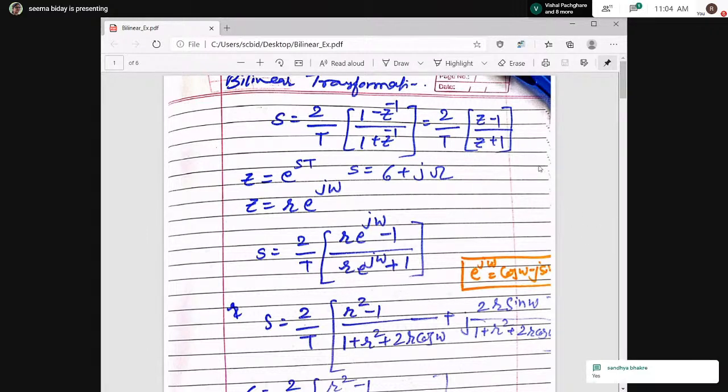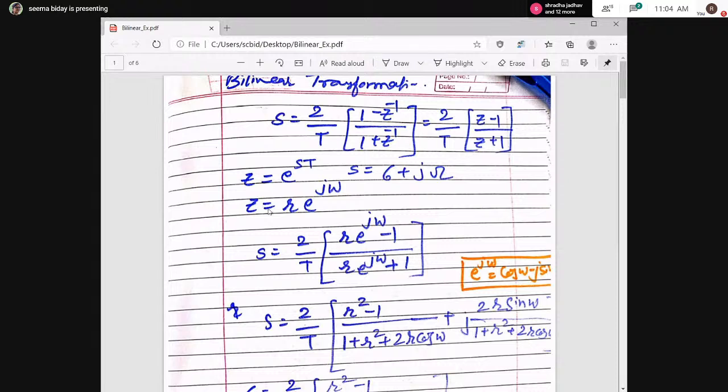Yes, ma'am. Okay. So yesterday we started bilinear transformation, and we have seen the complete derivation of how to map the analog plane to the digital plane. The transformation which we have got is S equal to 2 by T, 1 minus Z inverse upon 1 plus Z inverse. The same thing can be written as 2 by T, Z minus 1 upon Z plus 1.